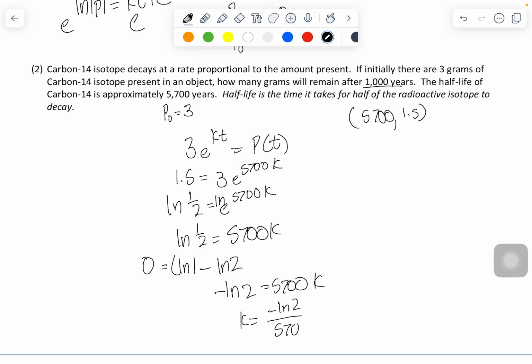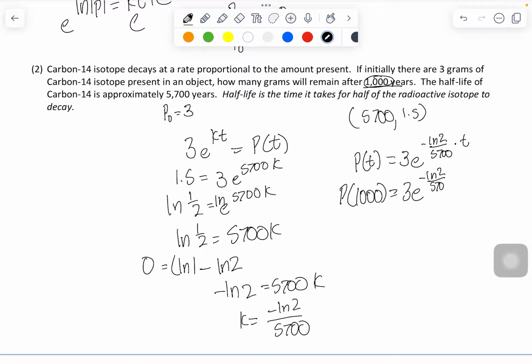and k equals negative ln of 2 over 5,700. So once we have that, we can finally solve for our p of t value, which is 3e to the negative ln of 2 over 5,700 times t. So now we're going to find our point at 1,000 years. P of 1,000 is equal to 3e to the negative ln 2 over 5,700 times 1,000, which is our final answer.